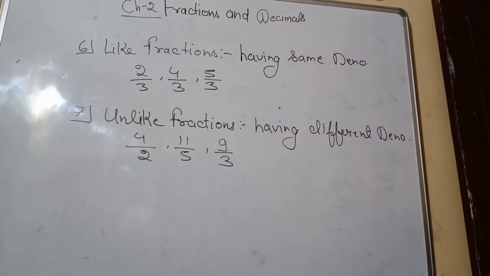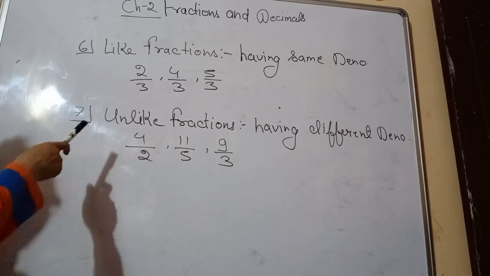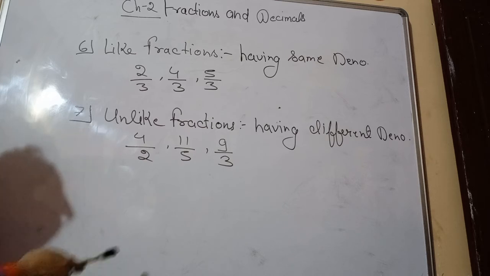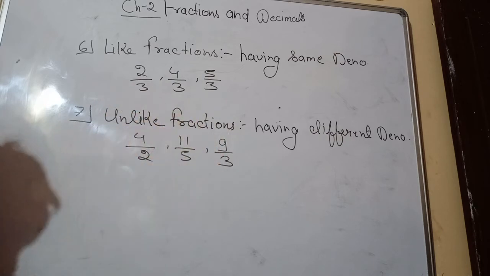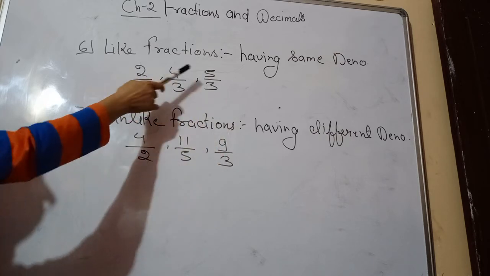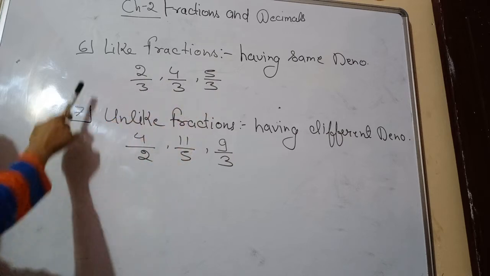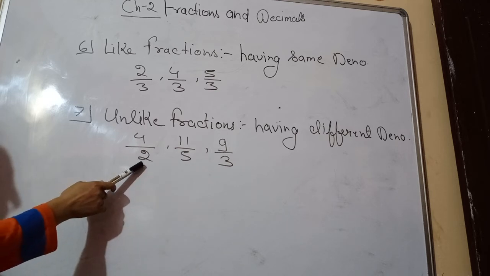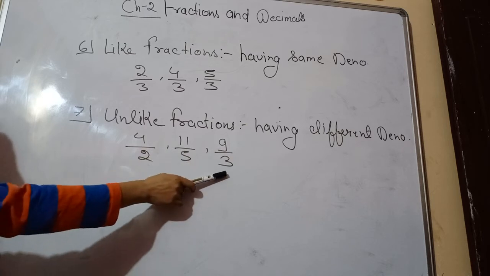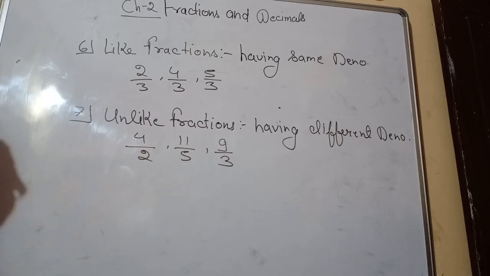Now here, next two types of fractions. What are they? Like fractions and unlike fractions. So what is like fraction? When the fractions which are given have the same denominator, that is called like fraction. See here, numerators are different but denominators are same. So this is called like fraction. And what about unlike fraction? Unlike fraction means when the denominators are different. Here nothing is common. See, here denominator is 2, here denominator is 5 and here denominator is 3. So we can say when denominators are different, they are called unlike fractions.